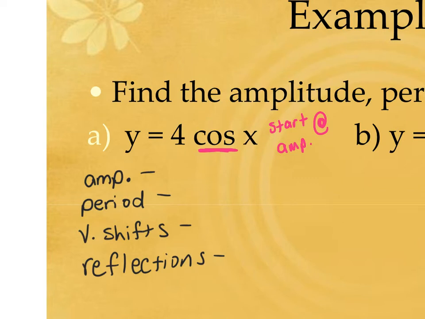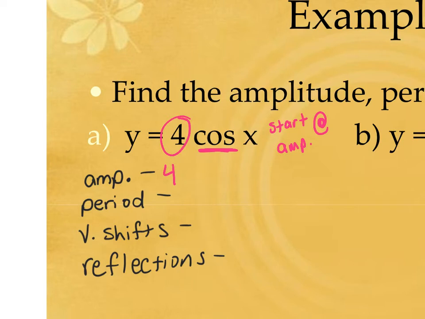All right. Amplitude is the number that's way in the front. It's kind of like your vertical stretch. So what is the amplitude of this graph? What's the highest and lowest that it goes? Positive 4, negative 4. So my amplitude is 4. Does that make sense? Yes or no?